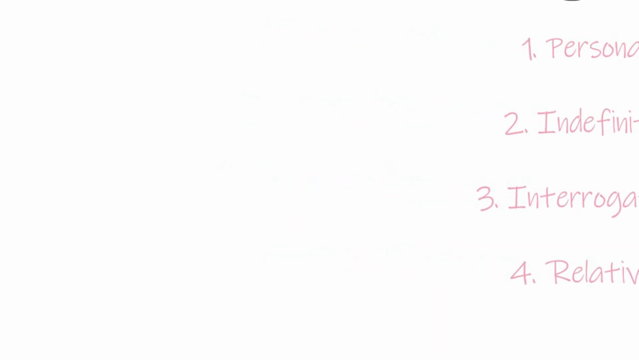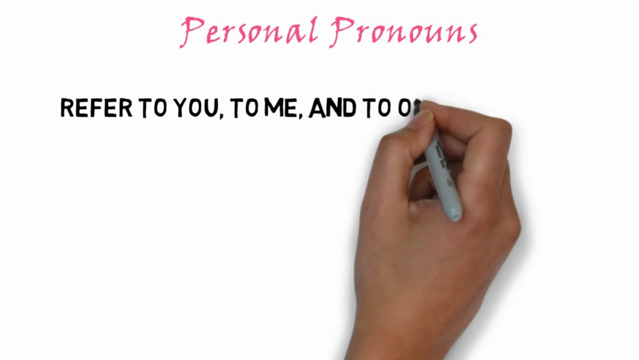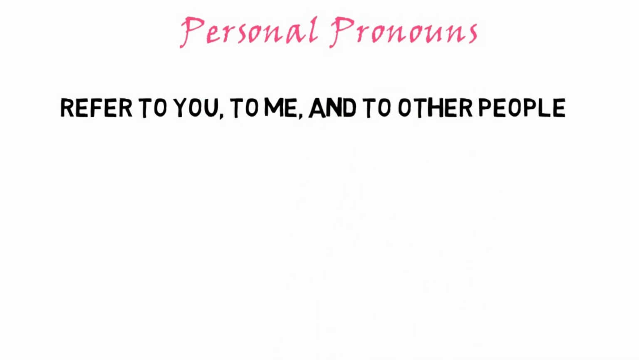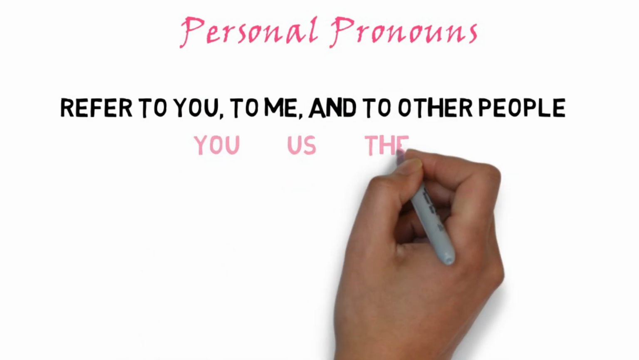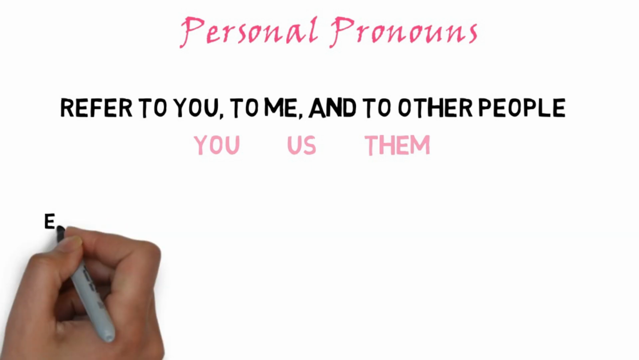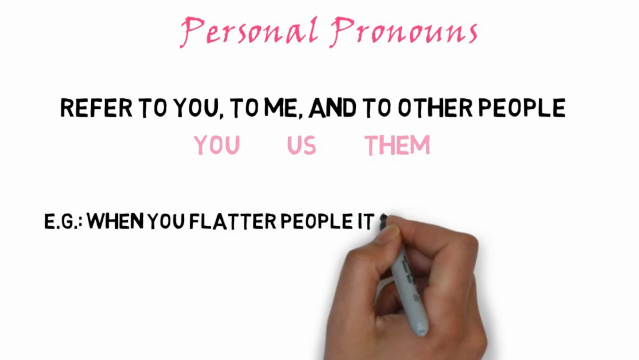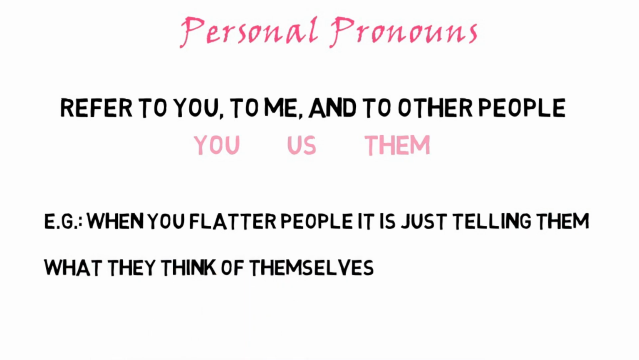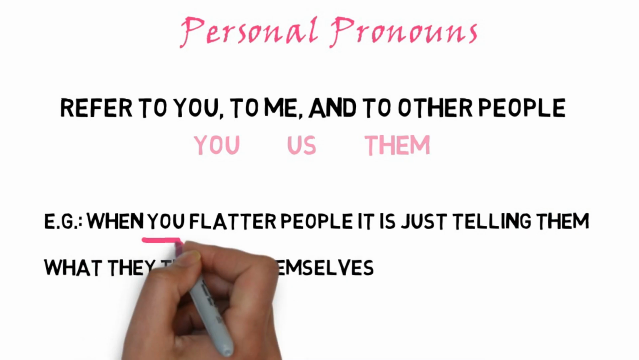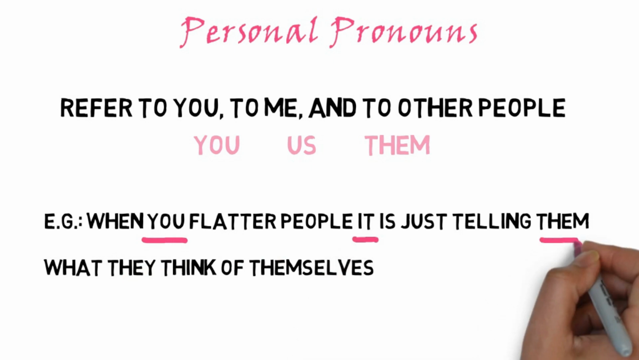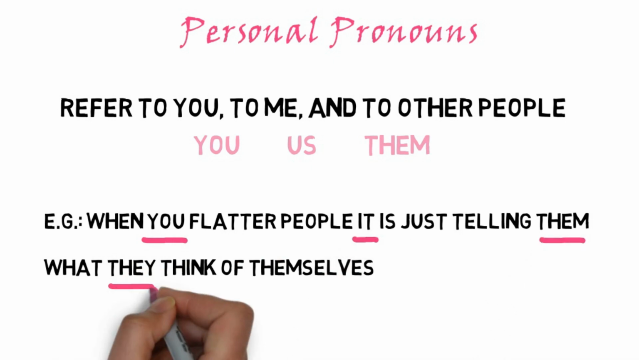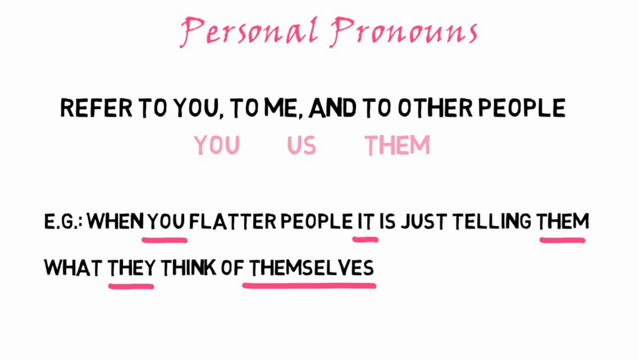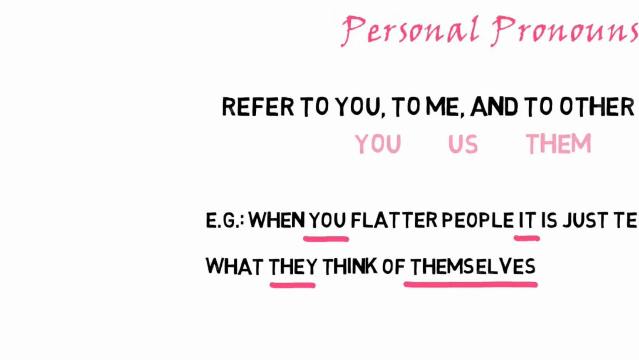Personal pronouns are those that refer to you, to me and to other people, like you, us, them. For an example, when you flatter people, it is just telling them what they think of themselves. In the sentence, you, it, them, they, themselves are personal pronouns.